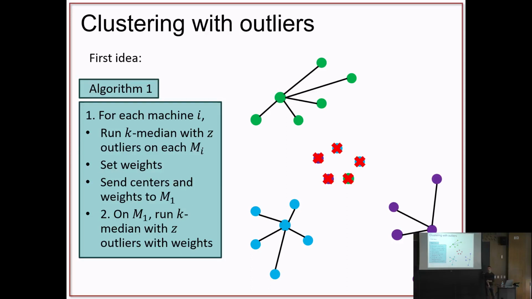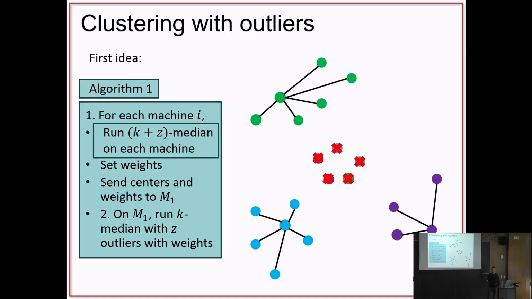Okay. So how do we fix this? What we can do is, instead of running k-median with outliers, we can run k plus z median on each machine. So that means that each machine is going to output k plus z centers. And the intuition is that the k-median objective for k plus z median can always be at most the objective for k-median with z outliers, because in the very worst case, you just make each outlier its own center for its own cluster of 1. So k plus z median always has to be at least as good as k-median with outliers. Okay. And then the rest of the algorithm stays the same.